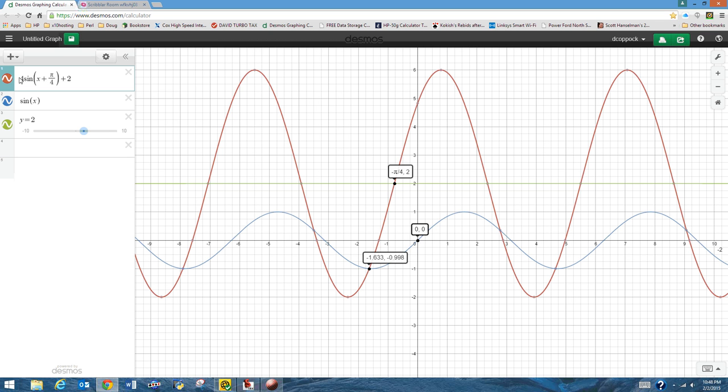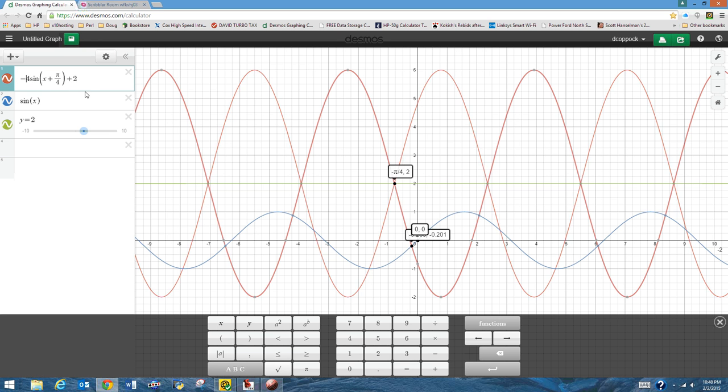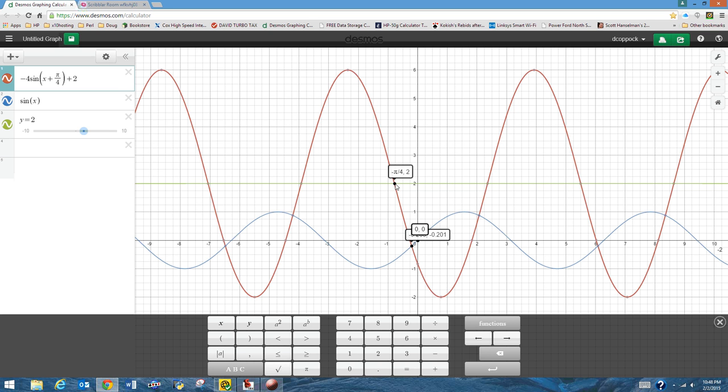Now, how do you know whether that should be a negative 4 or a positive 4 to get that amplitude to go up like that? Well, the key is that the original sine function starts at its starting point on the midline and goes up. And so here's our starting point on the midline, which has been shifted pi over 4 to the left, and it goes up. Watch what happens if I change this to a minus 4. Starting point in the midline, but it goes down. So that's how you know it's got to be a positive 4.